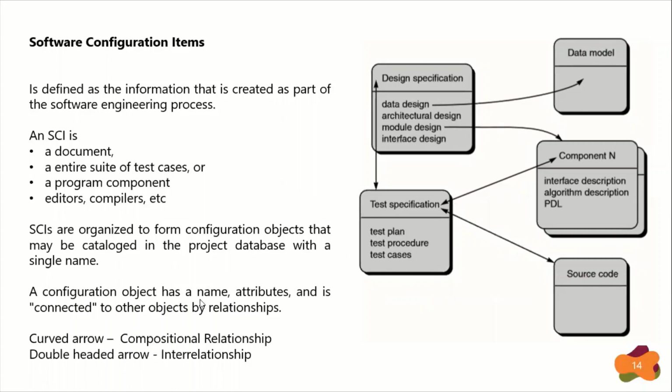A configuration object has a name, attributes, and is connected to other objects by relationships. So we group multiple SCIs together and give a name to it. We have some attributes, and they are connected to each other via some arrows. The curved arrow is a compositional relationship, and the double-headed arrow, as you can see here, is an interrelationship.